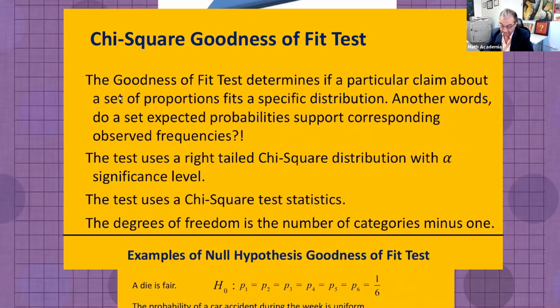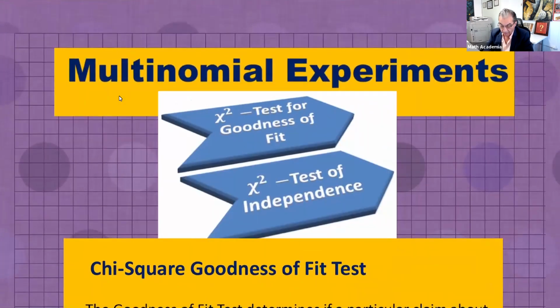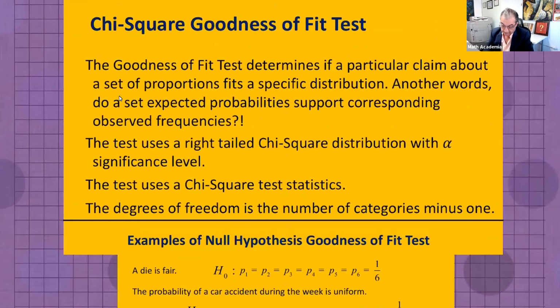The test uses the right-tailed chi-square distribution. Please remember that. Whenever we deal with multinomial experiments, it's always a chi-squared right-tailed test with the significance level, of course. The test uses a chi-square test statistic. So if it's chi-square distribution, of course, the test statistic will be a chi-square value. The degrees of freedom is the number of categories minus one. Again, be patient. We'll see an example.